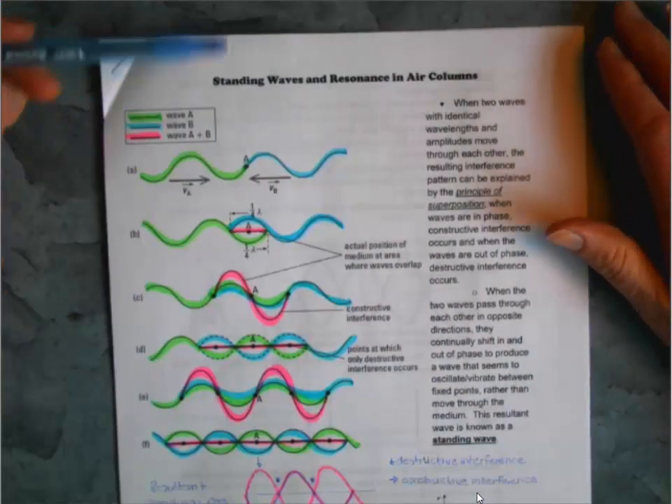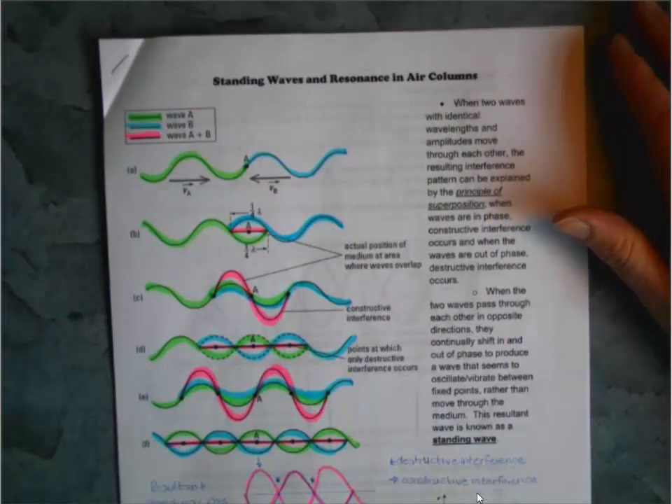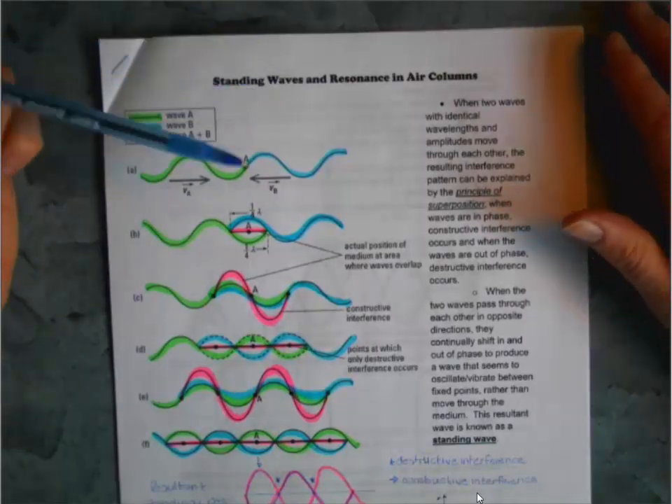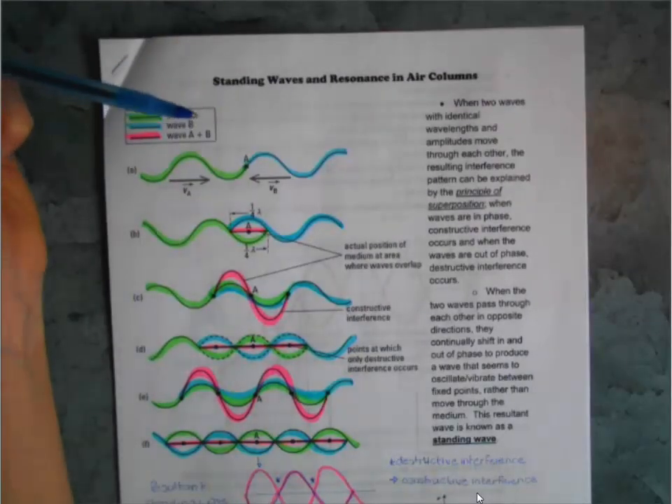All right, hi guys. So today we're looking at standing waves and resonance in air columns. If you remember, last time we looked at interference and superposition. We looked a little bit at the ideas of constructive and destructive interference. So basically, when two waves overlap with each other, what happens to the resulting wave? And we're going to expand on that a little bit more today.